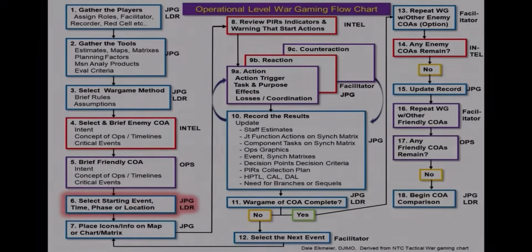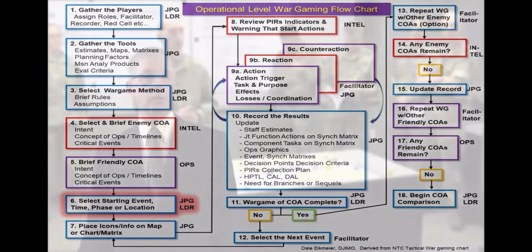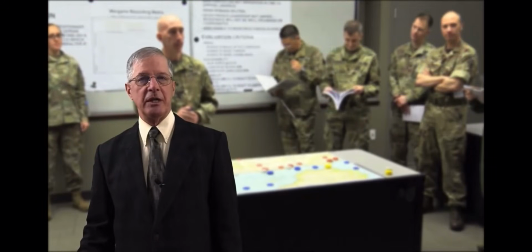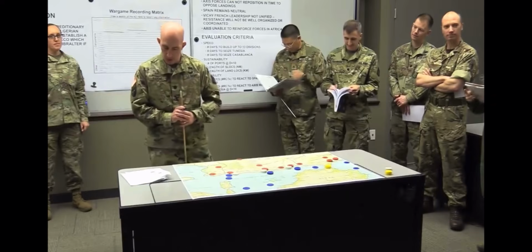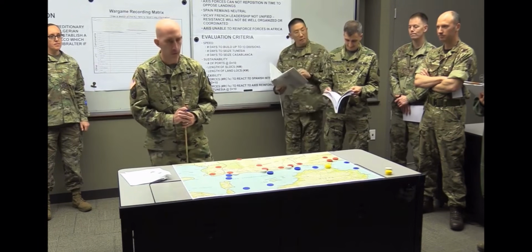In step 6, the leader designates the start point for the war game and sets the stage by explaining any actions or assumptions that occurred up to that point, including start strengths, positioning, etc. We are starting at the assault phase because the movement phase is essentially the same for both courses of action.